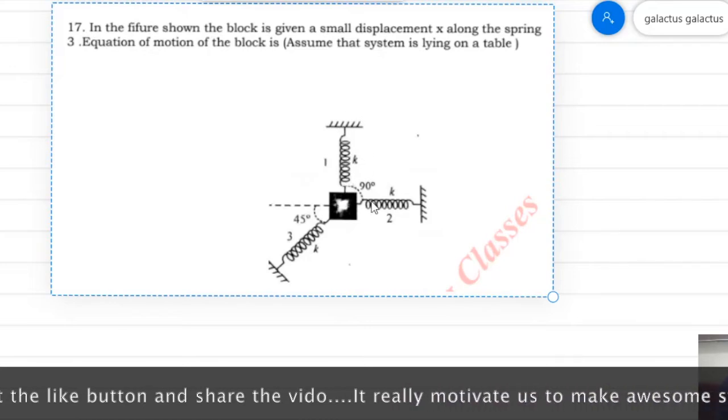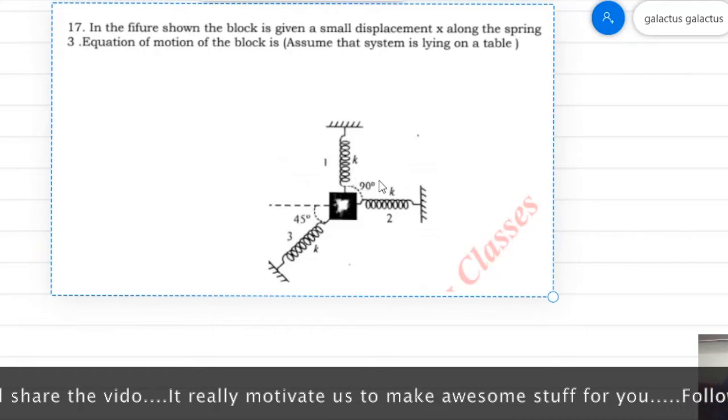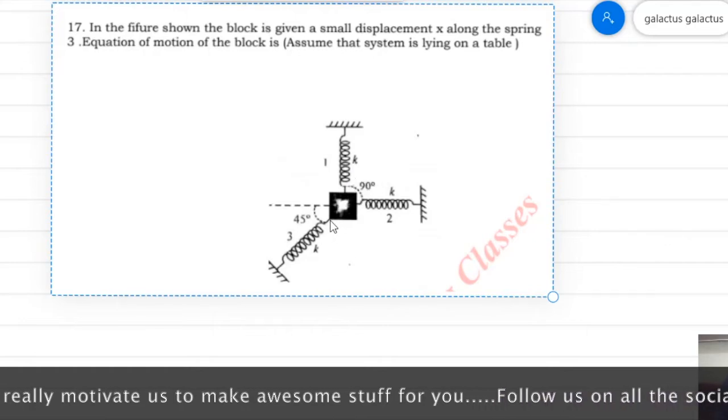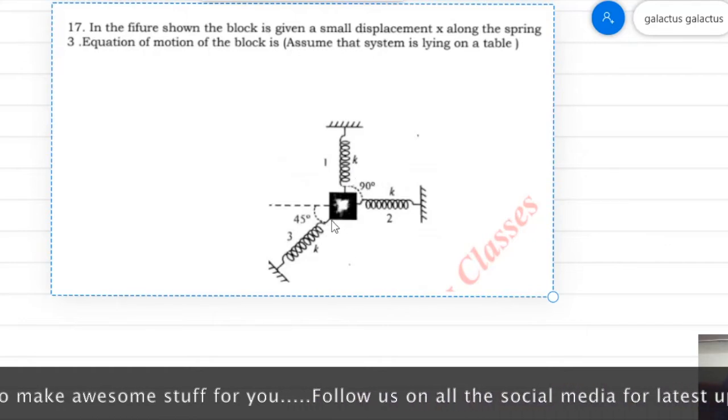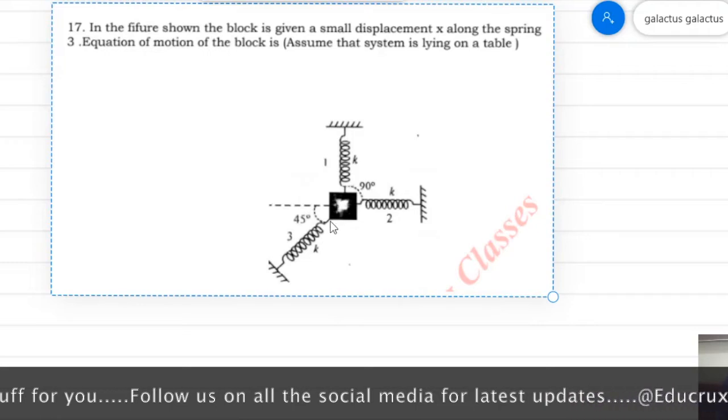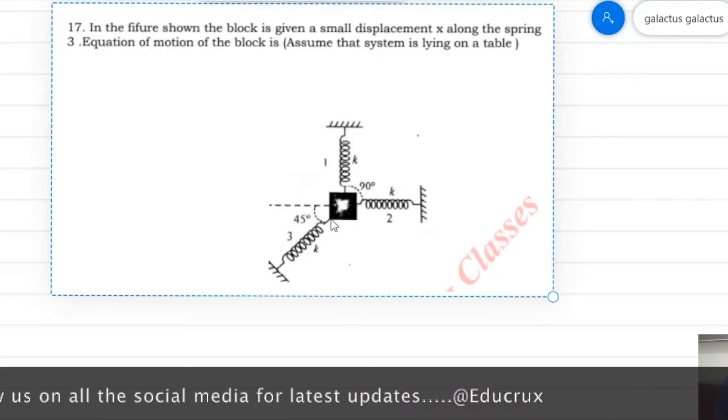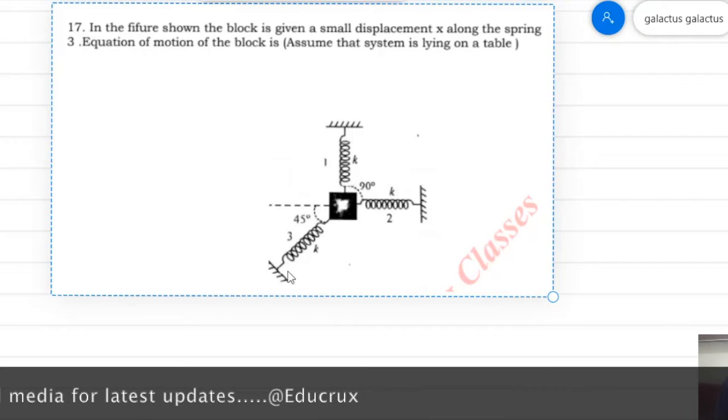We have spring number 1 and spring number 2 aligned at 90 degrees, and from one of the corners, or the vertex of the mass, we have spring number 3 that is attached to the wall at an angle of 45 degrees from the horizontal. So let us now solve this question.